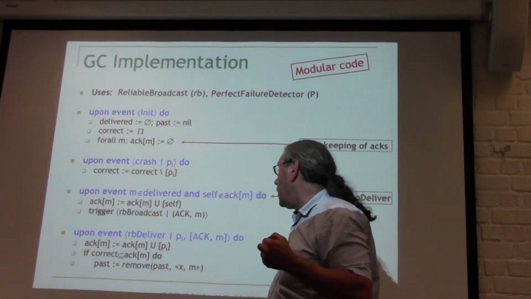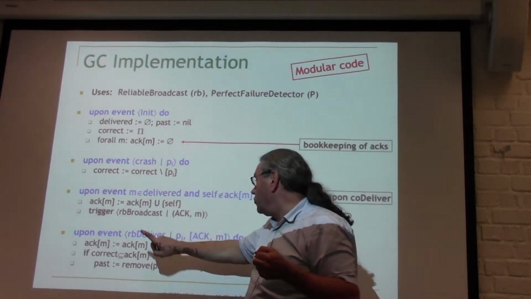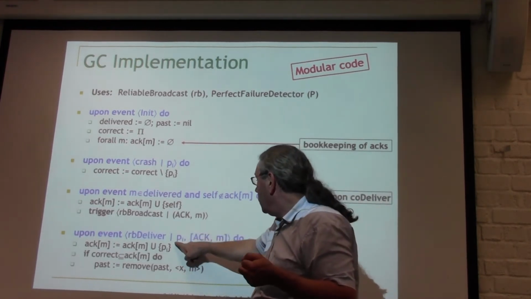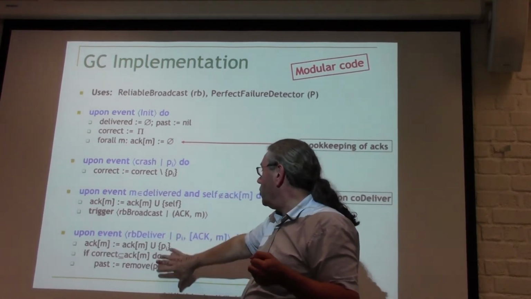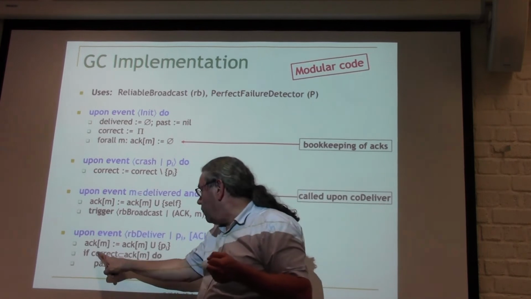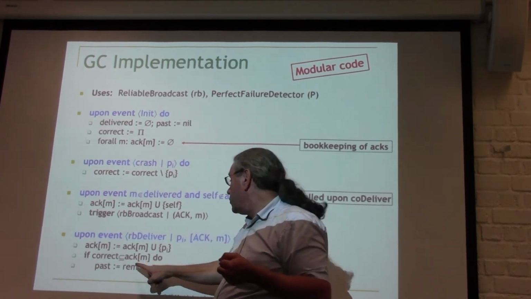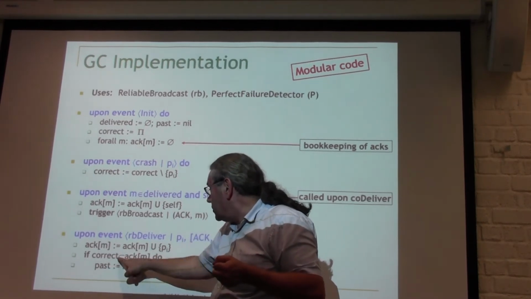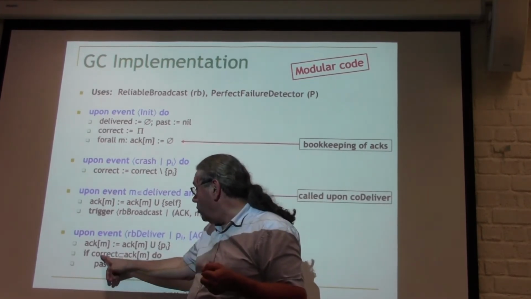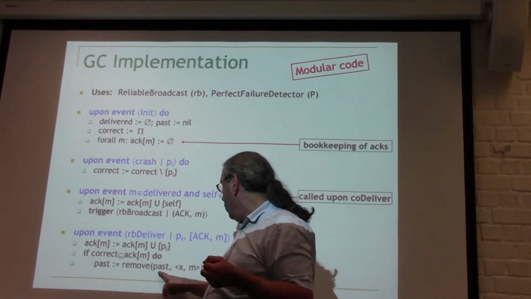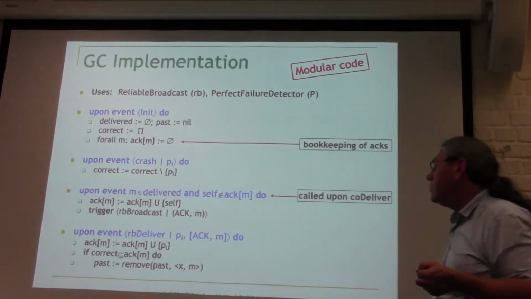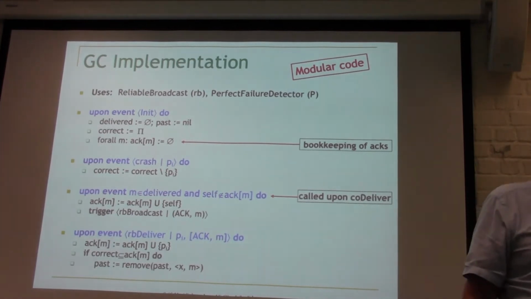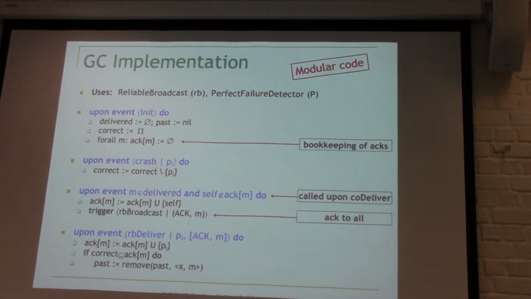So the acknowledgement is sent to everybody, and when a node receives the acknowledgement, it adds the node it's acknowledging from, pi, to ack M. This happens on all the other nodes. And I read this if as: correct is a subset of ack M. That means all correct nodes have acknowledged, so I can remove this message from the past. I assume that there's this remove operation. And that's it. That's not so difficult, actually. It's one page of code.